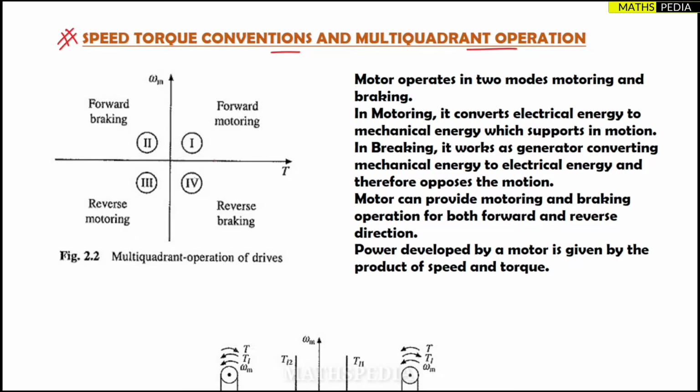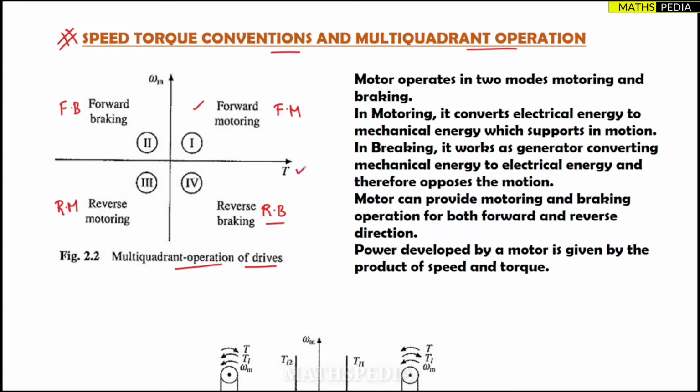Okay, so here we have the multi-quadrant operation of drives. So this is the drive operation. We have four quadrants. This is the first quadrant where we have forward motoring. Second quadrant we have forward braking. Third quadrant we have reverse motoring, and fourth quadrant we have reverse braking. Now how have all these things come?